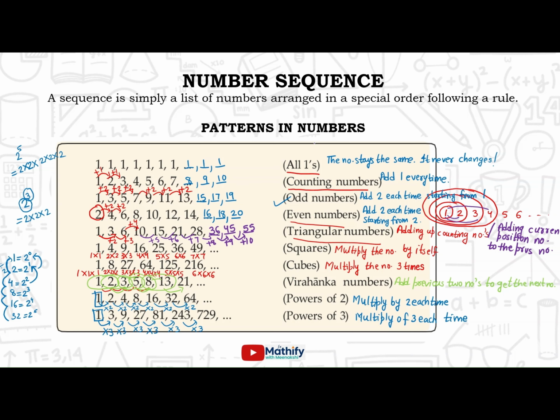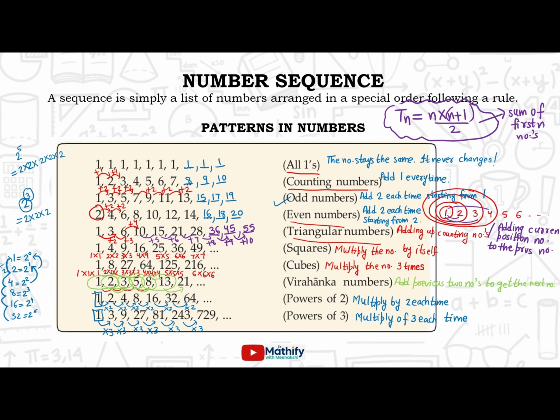One more thing, if you want to find directly the nth number in triangular numbers, I'm telling you one formula, so you can simply put the value here like n into n plus 1 by 2. So if someone says you have to find the eighth number in the triangular number series, you will simply put 8 as n and you will get the answer. And why do we write this formula? Because this formula is for the sum of first n numbers. And as you can see, triangular numbers are also adding up counting numbers, that is the sum of first n numbers.